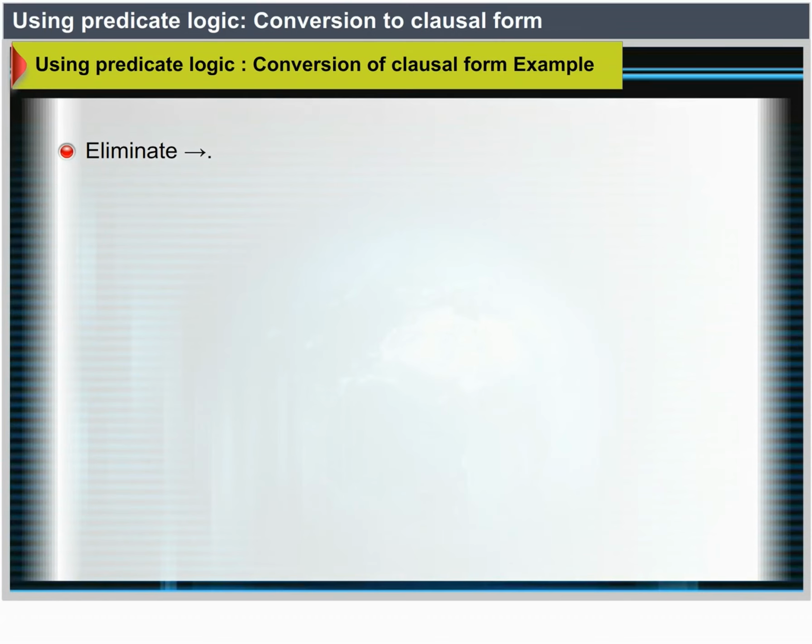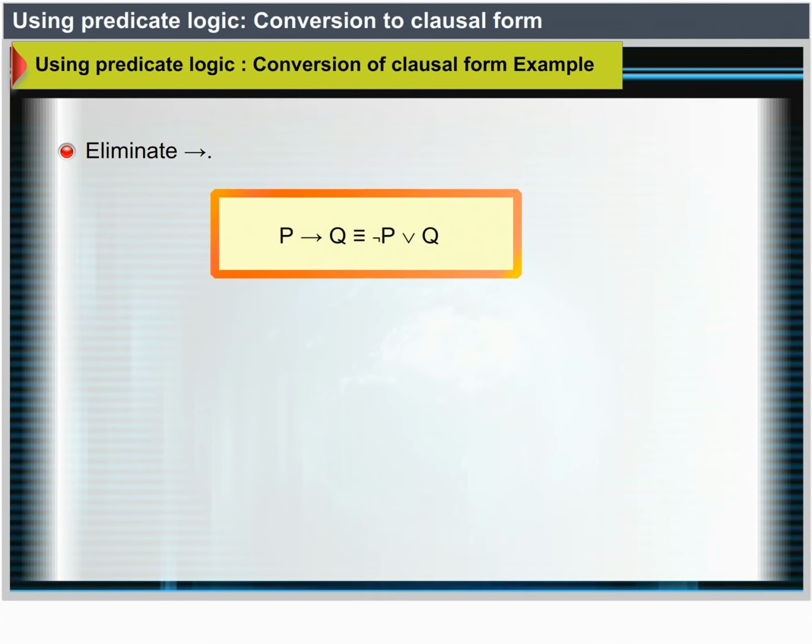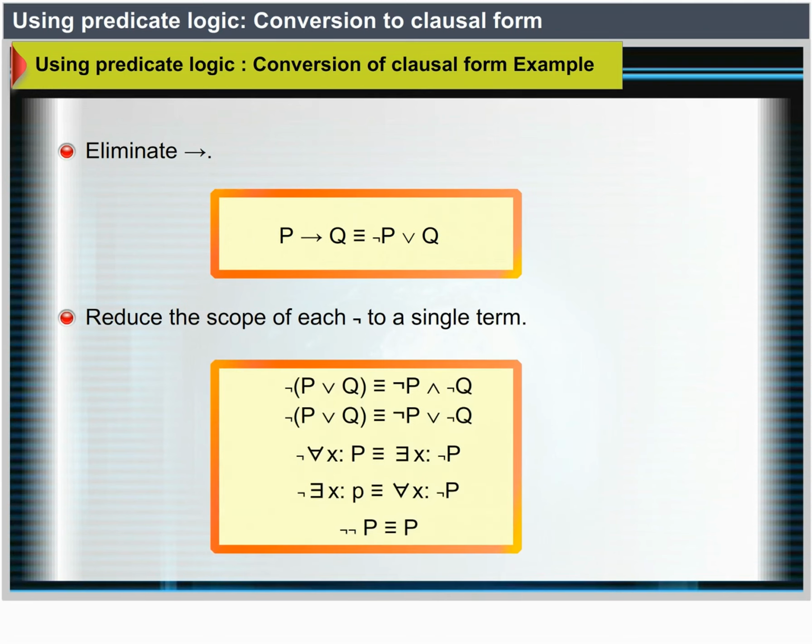Eliminate implies: P implies Q is equivalent to not P or Q. Reduce the scope of each not to a single term: not of (P and Q) is equivalent to not P or not Q. Not there exists x such that P is equivalent to for all x such that not P.